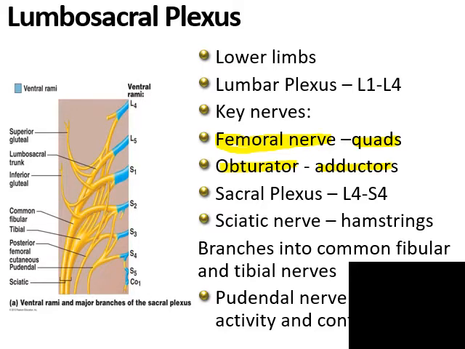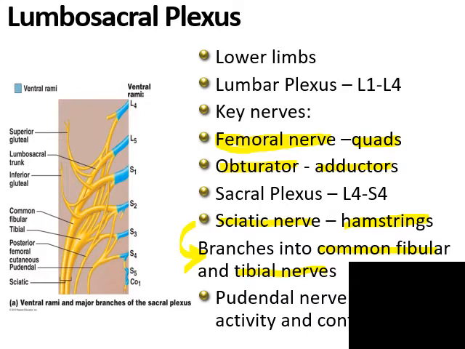And then we have the sacral portion of the lumbosacral plexus, which is going to include the ventral rami of L4 to S4. The biggest nerve coming off the sacral plexus is the sciatic nerve, which serves the hamstrings. You remember the hamstrings are biceps femoris and semitendinosus and semimembranosus. The sciatic nerve will actually branch as it travels down the posterior aspect of the leg into a common fibular nerve and tibial nerve.